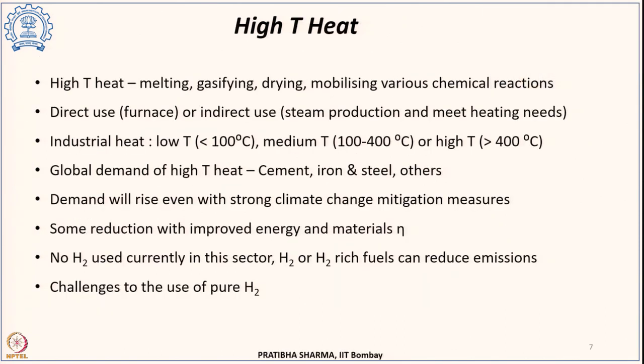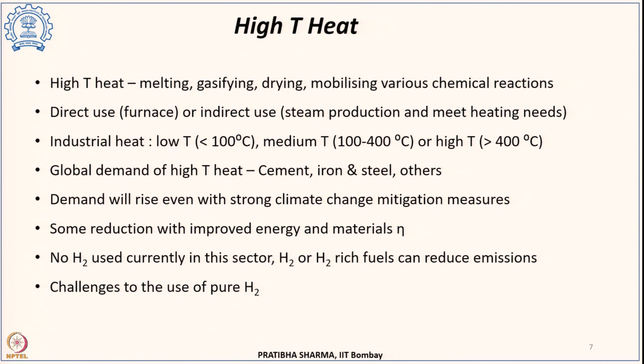Another major segment where hydrogen can be used in future is providing high temperature industrial heat. High temperature industrial heat is used in industries for different processes and operations like melting, gasifying, drying, and several chemical reactions. Either this heat is directly supplied in a furnace, or it is given indirectly, where first steam is produced and then used to meet the heating demand.